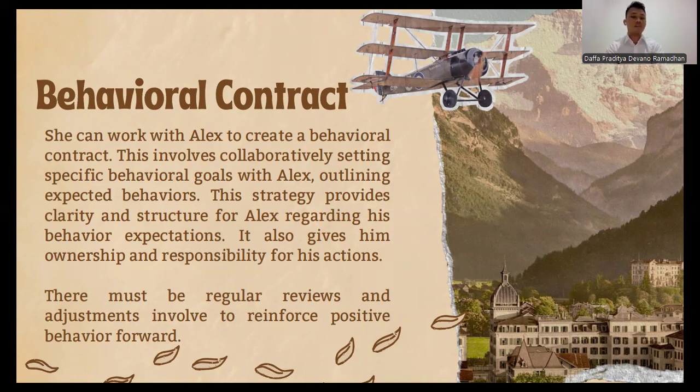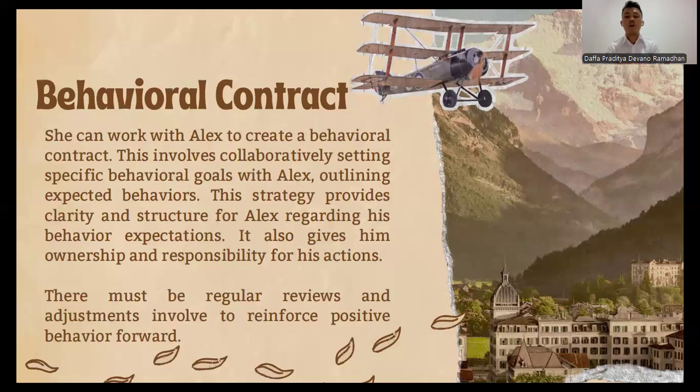This involves collaboratively setting specific behavior goals with Alex, outlining expected behaviors. This strategy also provides clarity and structure for Alex regarding his behavior expectations. It also gives him ownership and responsibility for his actions. And there must be regular reviews and adjustments involved to reinforce positive behavior going forward. So in this case, we are not only encouraging Alex to do more positive behavior, but also giving him a sense of ownership and responsibility to himself.